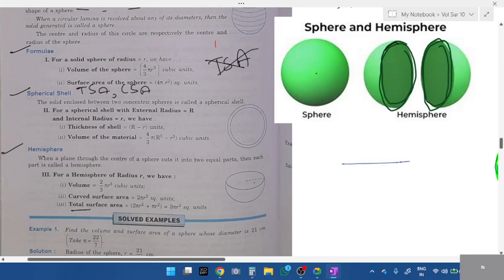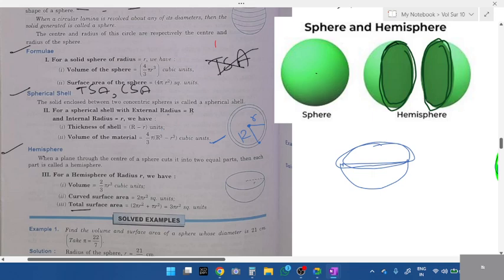Okay, when you cut open a sphere like this, imagine only half the sphere. This outer portion is what you call a spherical shell. That has only one formula. For a spherical shell, the smaller radius is small r. The capital radius, I mean the outer circle, students, that is capital R. Thickness of the shell is R minus r.